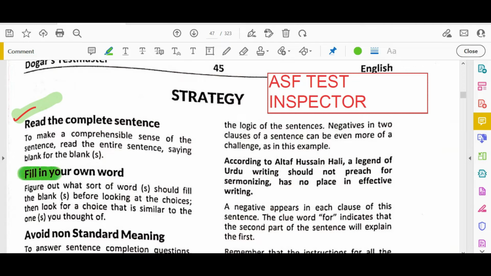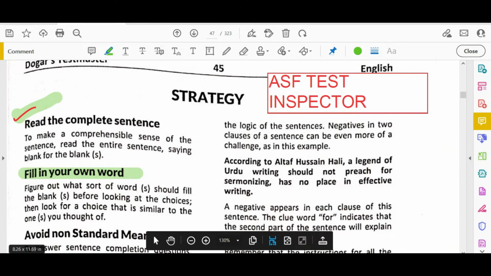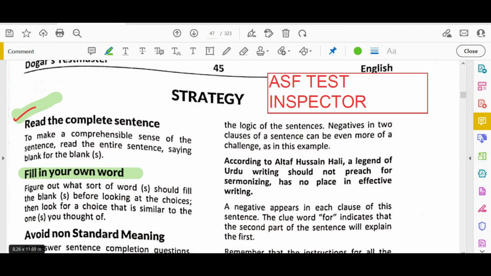Then fill in your own word. Figure out what sort of words should fill the blank before looking at the choices. Then look for a choice that is similar to the ones you thought of. It means that if you are going to solve some kind of question, fill in the blanks.